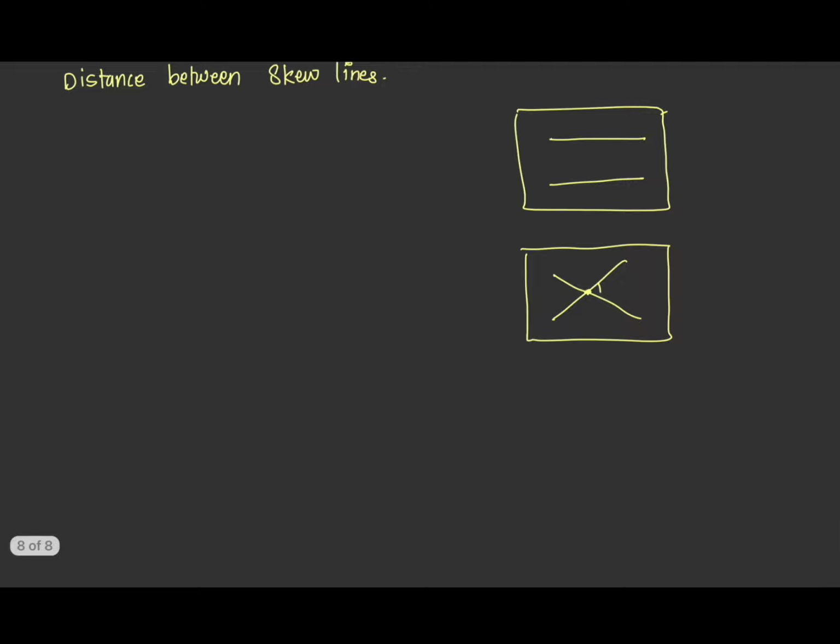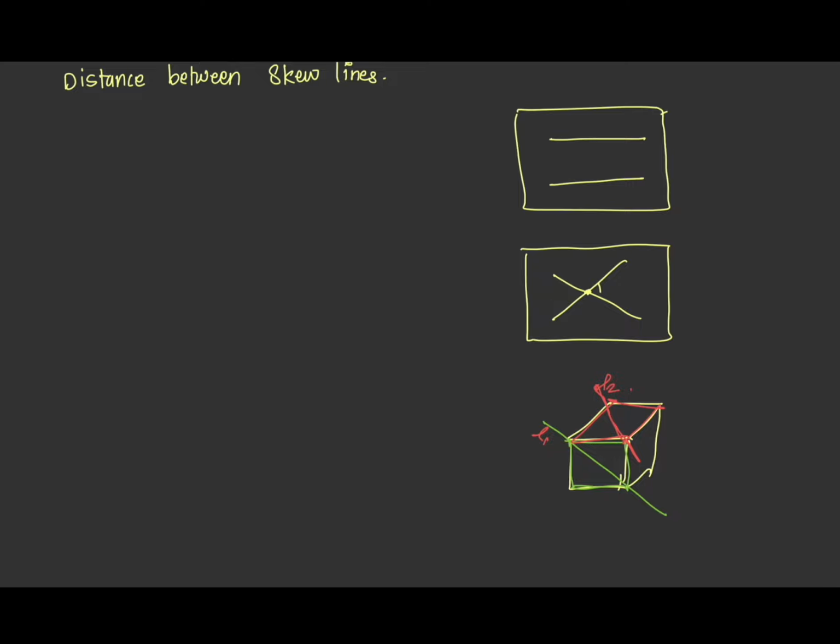Now if the lines lie in two different planes, then they will never intersect even though they are not parallel. Let's take a cube. Suppose this is a cube and we have one line in this plane and another line in the top plane. These two lines, line 1 and line 2, will never intersect even though they are not parallel, and such lines are called skew lines.